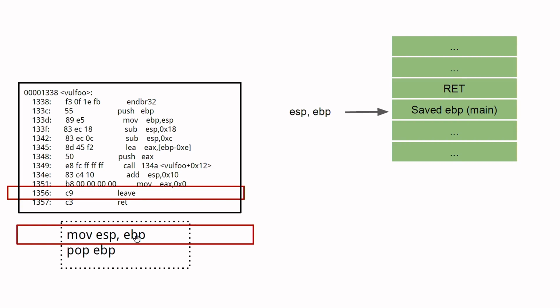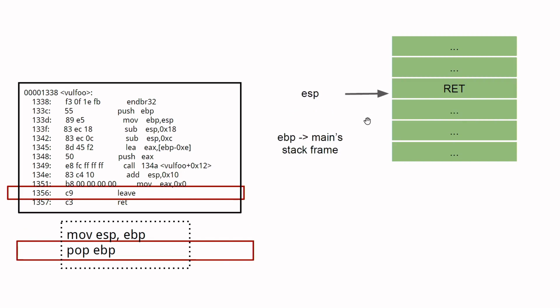So the first instruction, move EBP to ESP, will make ESP and EBP have the same value again. And they will point to the saved EBP on stack. Then after that, pop EBP. So pop EBP will just pop whatever ESP points to and move that value into EBP. So this is basically how we restore the saved EBP value. We restore the main function's stack frame address into EBP.